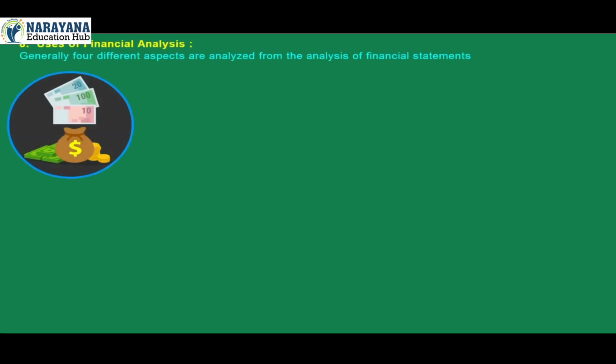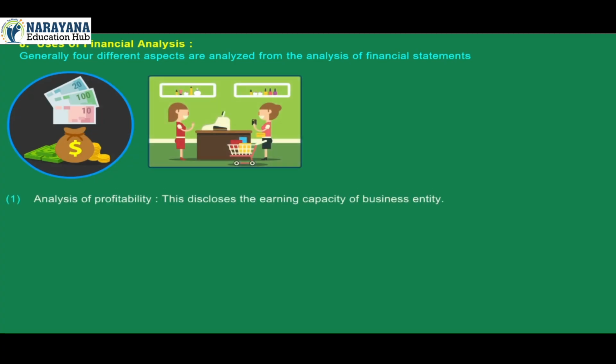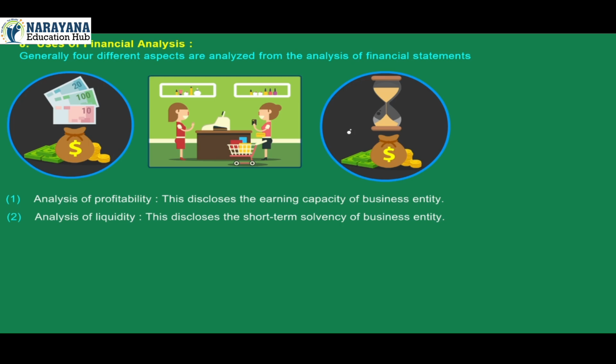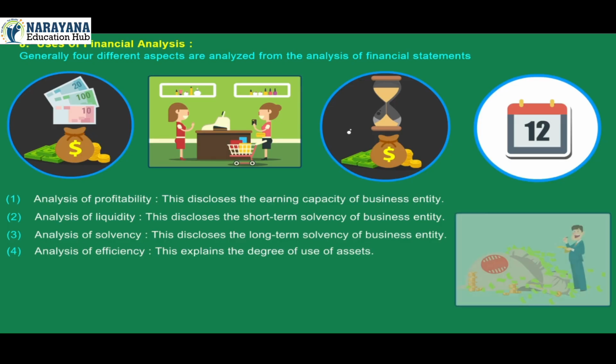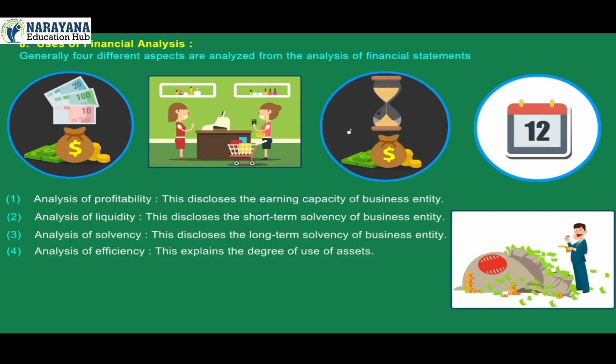8. Uses of financial analysis. Generally, 4 different aspects are analyzed from the analysis of financial statements. 1. Analysis of profitability. This discloses the earning capacity of business entity. 2. Analysis of liquidity. This discloses the short-term solvency of business entity. 3. Analysis of solvency. This discloses the long-term solvency of business entity. 4. Analysis of efficiency. This explains the degree of use of assets.